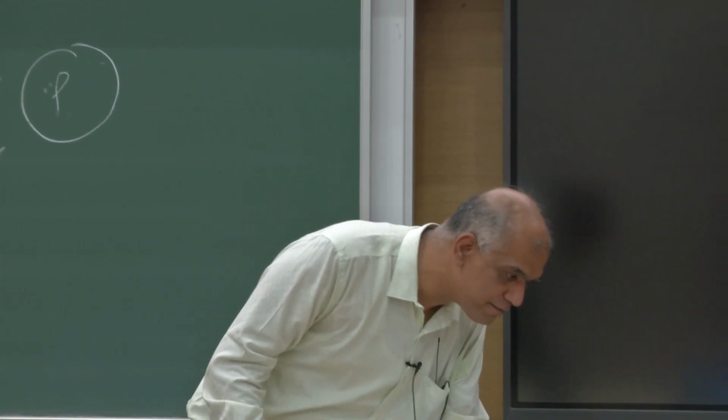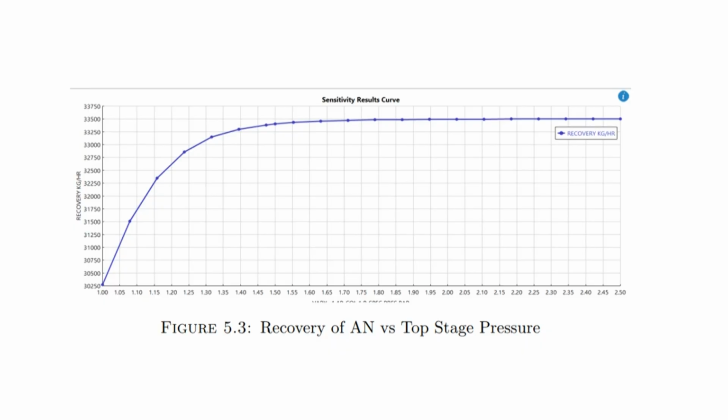Another one is recovery of acrylonitrile or acetonitrile versus top stage pressure. There's no units on the pressure. So I presume this is bar, but I don't know. It could be tens of bars. So don't have graphs without axes. Again, I repeat, and use significant figures.